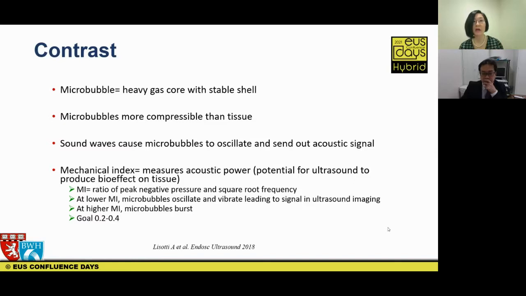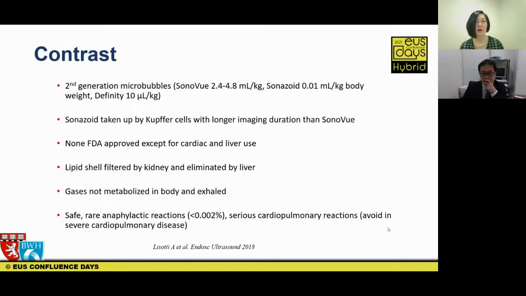But at higher MI, the microbubbles will just burst. You know, too much pressure and you'll just burst them. And so the goal is about 0.2 to 0.4 MI, and currently we're using the second generation microbubbles: Sonoview, Sonazoid, and Definity.